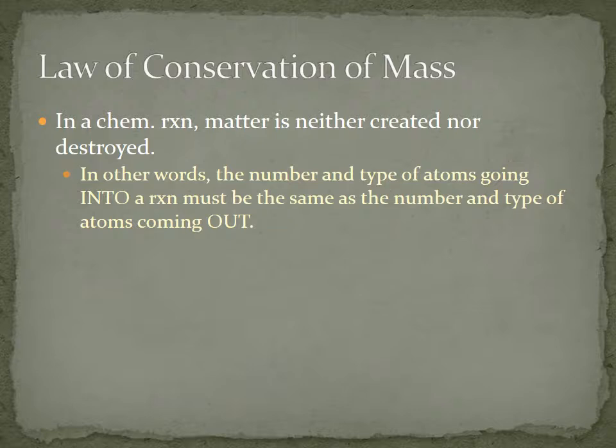Law of conservation of mass. So this is the actual reason that we have to balance chemical equations, because we're never creating atoms, we're just rearranging them.